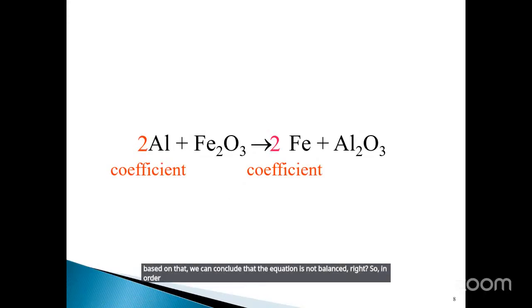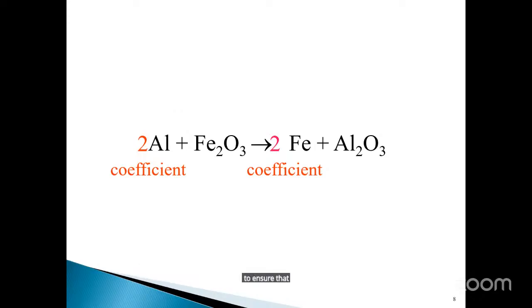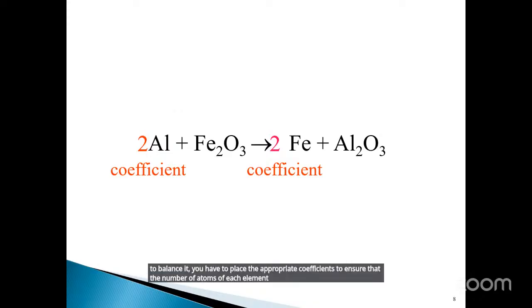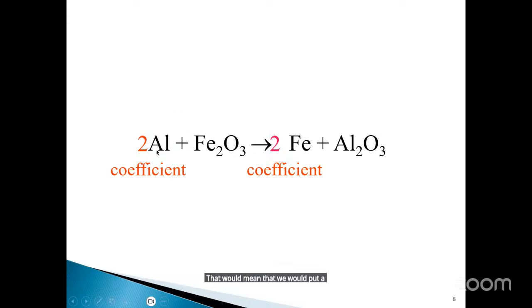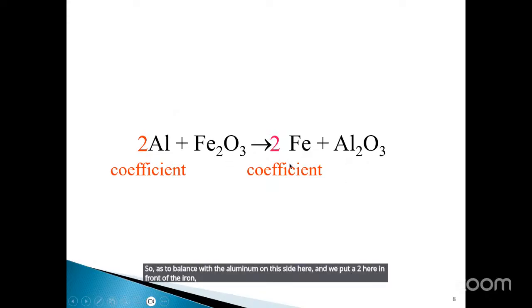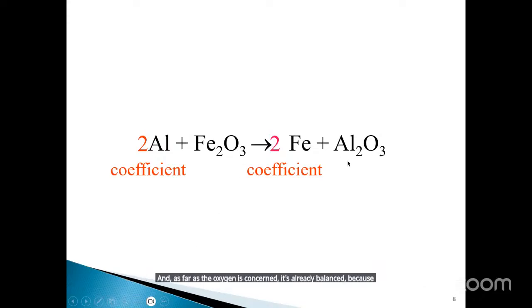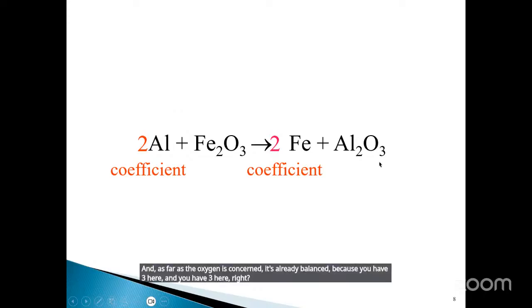So in order to balance it, we have to place the appropriate coefficients to ensure that the number of atoms of each element on either side of the equation would be the same. In this particular case, that would mean we put a 2 here in front of the aluminum, so as to balance with the aluminum on this side, and we put a 2 here in front of the iron to ensure that this number of iron atoms will be equal to the number of iron atoms here, right? And as far as the oxygen is concerned, it's already balanced because you have 3 here and 3 here, right? So now we can conclude that this equation is balanced.